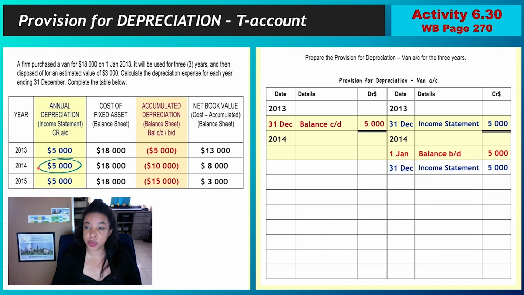$5,000. So you put in $5,000, and as you put in $5,000 on that, that is the only entry that you have to make for the provision. So now you're going to balance. How do you balance? You're totaling. Well, you go on the opposite side and you're going to put 31st of December, balance carry down. We don't know what the figure is yet, or you may have already figured it out, but I am going to go through this step by step.